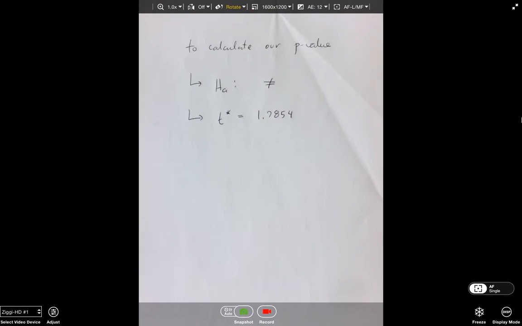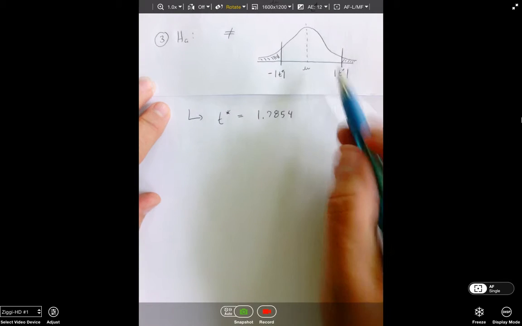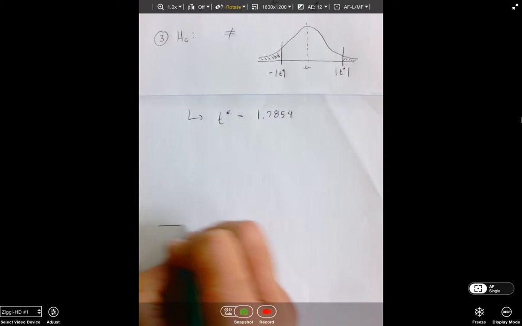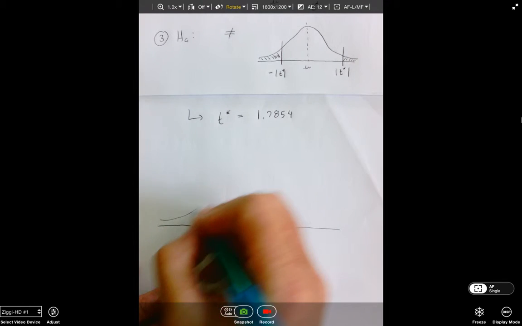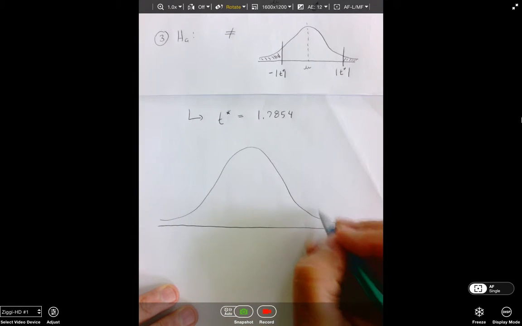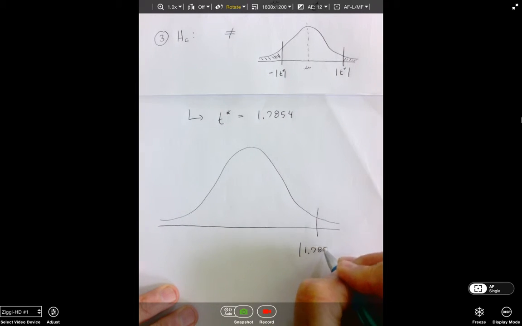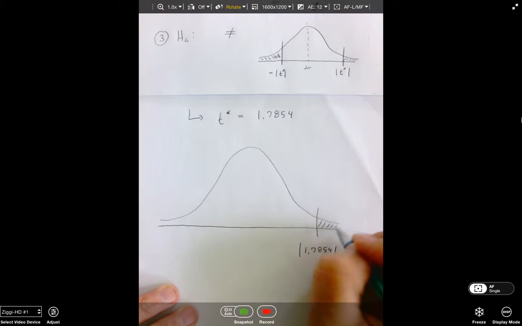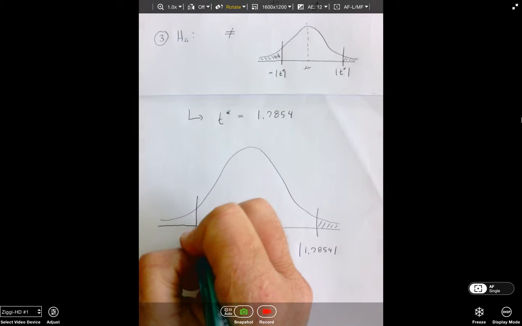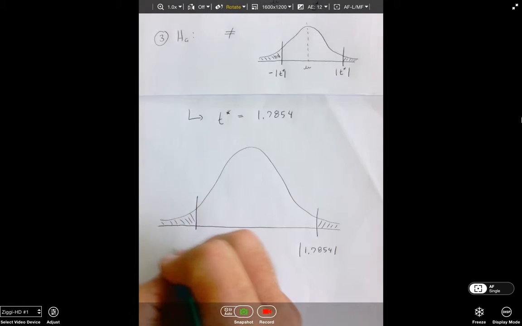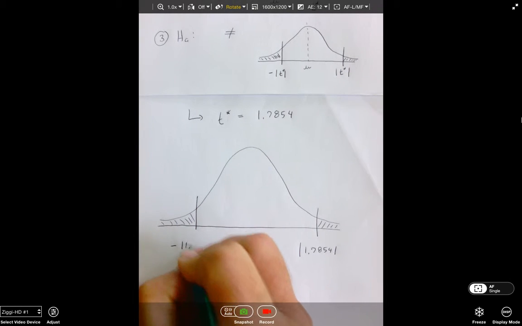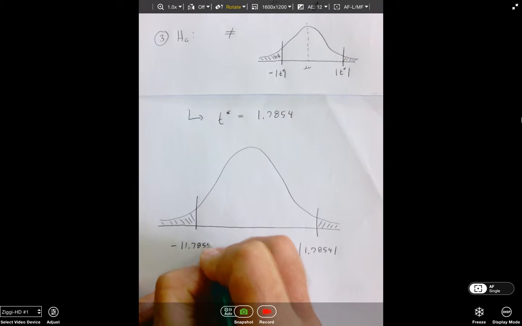This rule right here, get it where you can see it. This rule right here tells me what? This tells me to find my p-value for this. I need to find the area to the right of 1.7854. And I need to find the area to the left of negative 1.7854.